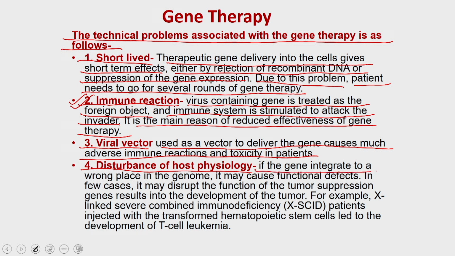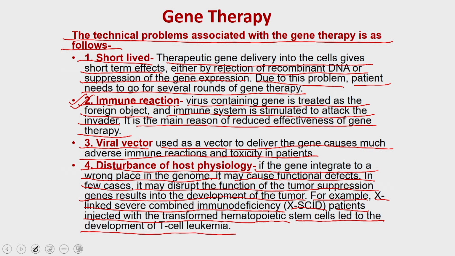So, if the gene integrates into a wrong place in the genome, it may cause functional defects. In a few cases, it may disturb the function of tumor suppression genes, resulting in the development of tumors. For example, X linked severe combined immune deficiency (SCID) patients injected with transformed hemopoietic stem cells developed T cell leukemia.